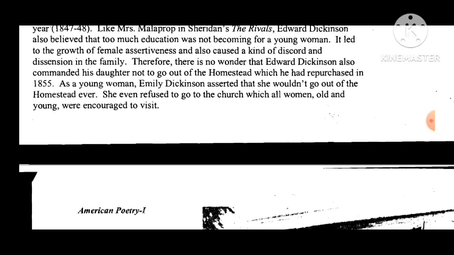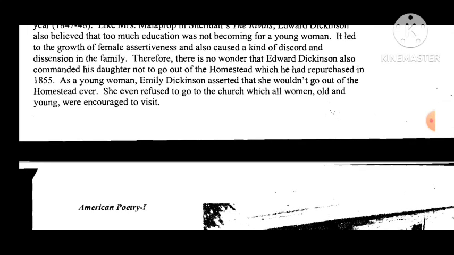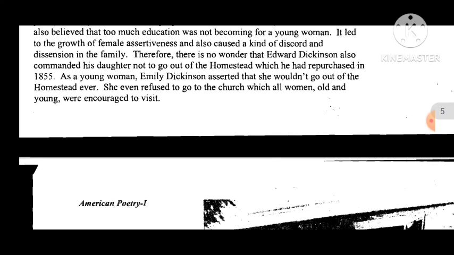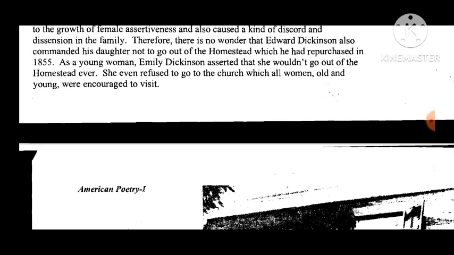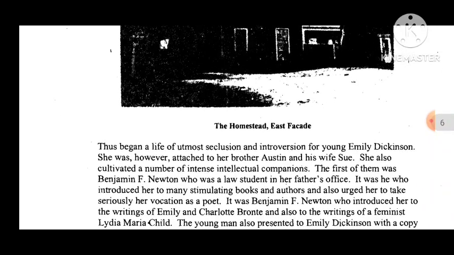Therefore, it is no wonder that Edward Dickinson also commanded his daughter not to go out of the homestead, which he had repurchased in 1855. As a young woman, Emily Dickinson asserted that she would never go out of the homestead. She even refused to go to church, which all women, old and young, were encouraged to visit. Here is Emily Dickinson's room and the Homestead, east facade.